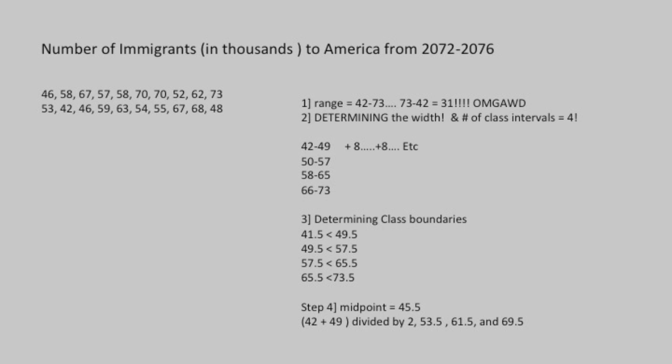Class intervals must be exhaustive, meaning they must include the entire range of the data, and must be mutually exclusive, which means the class widths are unique enough that an observed value can be placed in only one class interval. And also, how you get the range is you take the lowest number and the highest and subtract those two, and you'll get 31, and that's how I got the range.